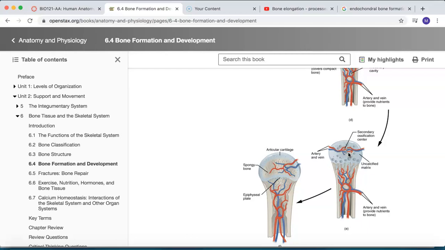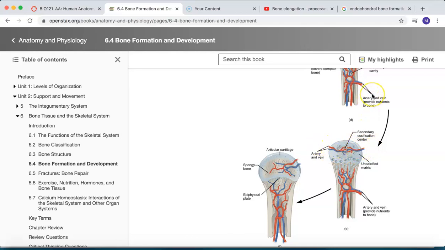And as they're dying, they're calcifying the cartilage matrix around them. And so this is a secondary ossification center where the very first thing is you begin to calcify the core of this hyaline cartilage matrix. And as you do that, that continues out.